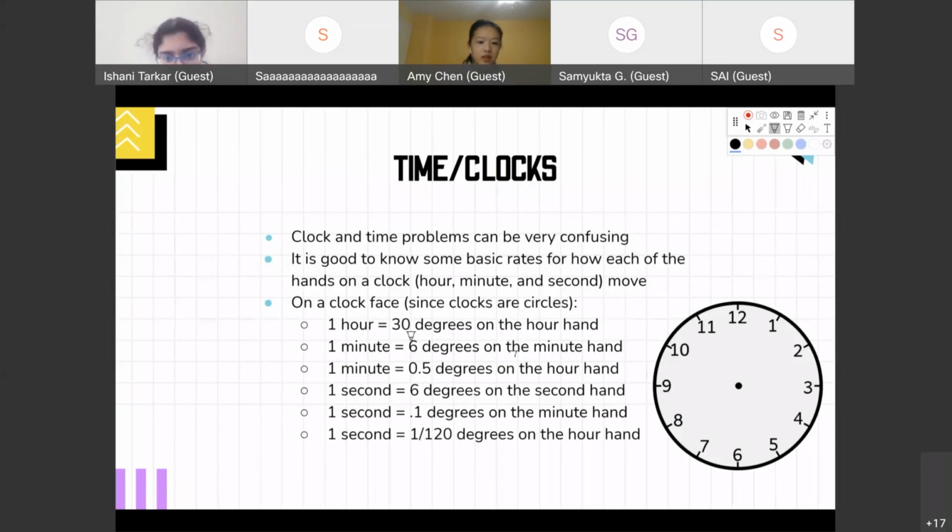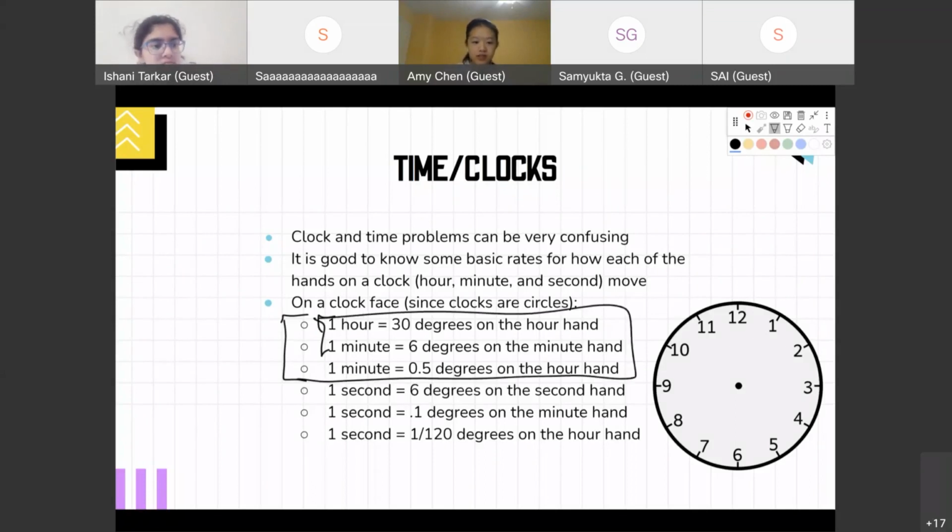The ones that are probably the most important are these top three, because these two you may be able to just remember by yourself. This one is also pretty important because sometimes they like to ask you, for example, in something like 15 minutes, how much did the hour hand travel. So I say these top three are the important ones. The other ones you can probably calculate.